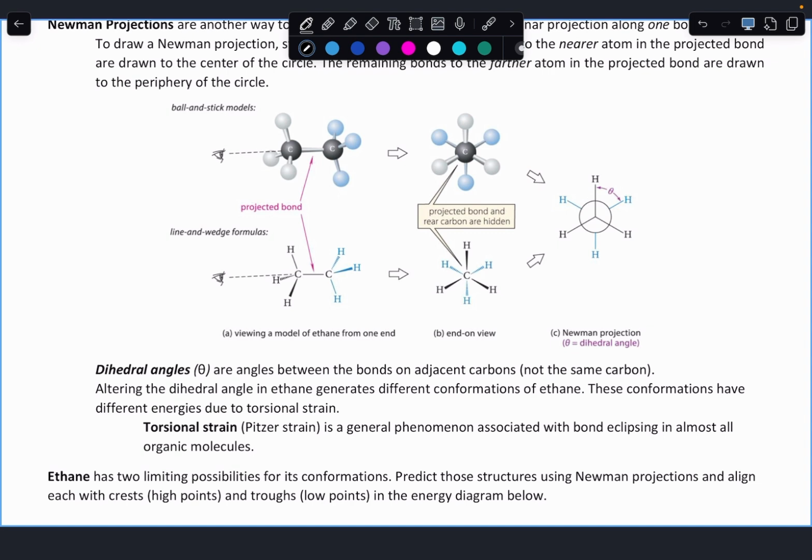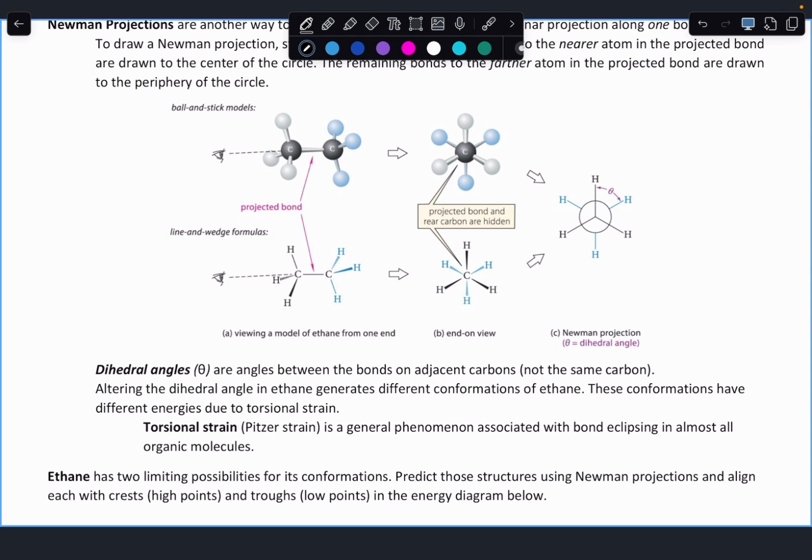Both of these bonds are pointing up. These are both towards you, these are both back. But drawing it as a Newman projection is the best way to see that. So we can see these two bonds are overlapping. This generates torsional strain or Pitzer strain. This is associated with bond eclipsing in almost all organic molecules. So anytime you have carbon-to-carbon bonds that can rotate, there will be a conformation where the two bonds are eclipsing.